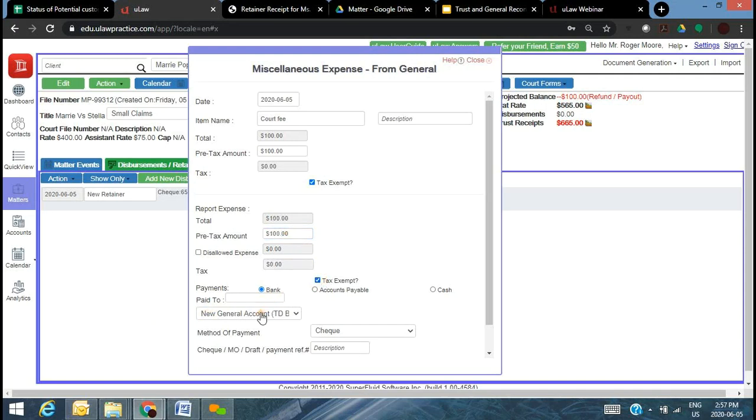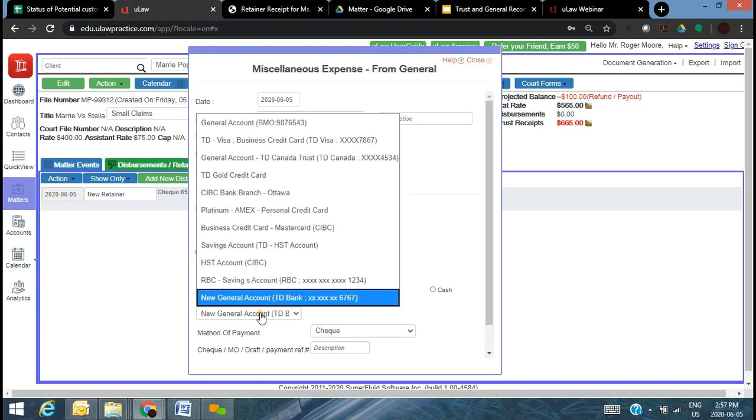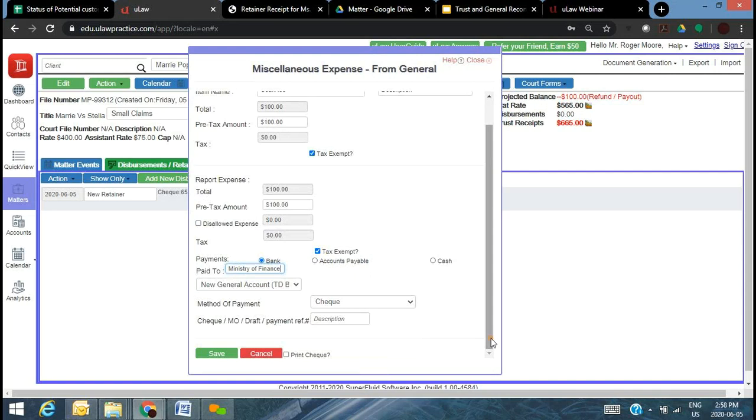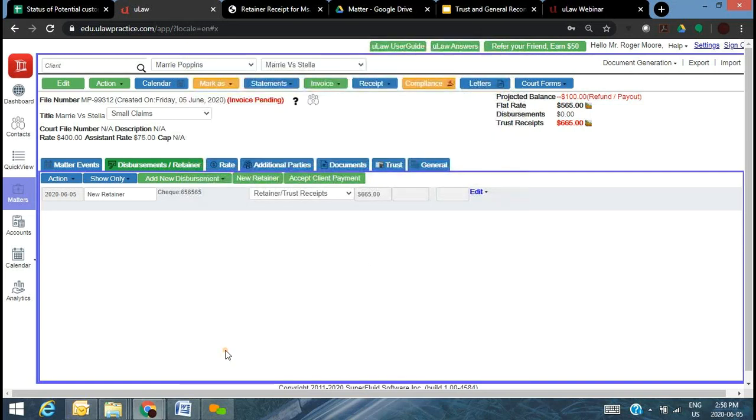It was tax exempt, and it came out of my TD general account, right? Who did you pay this to? I don't know, Ministry of Finance maybe, or Attorney General. And how did you pay for it? Because this is important for you to record this in your expense book, in your journals. The methods are very important. And you can even print that check if you need to, but then you go ahead and hit save.